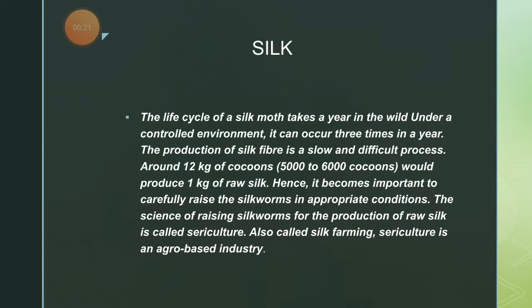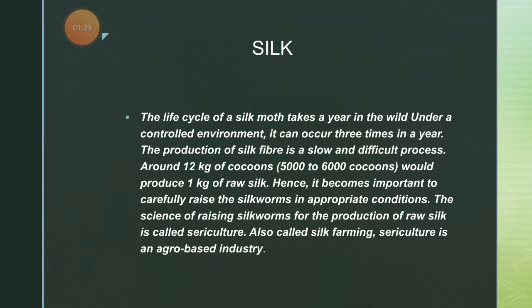Silk. The life cycle of the silk moth takes a year in the wild. From the silk moth only we get the silk, which is used in many places for dressing and making dresses. Under a controlled environment, it can occur 3 times in the year. Three times the silk cocoons can appear in a year.